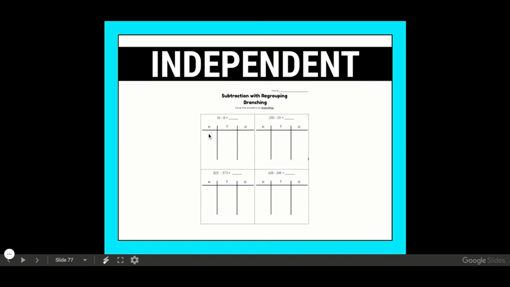Awesome job. Your independent practice today is to solve 4 more problems using regrouping. Don't forget to take your minuend and put it in expanded form, and then subtract out your subtrahend. Solve all of your subtraction problems down here, and make sure if there's regrouping, I need to see them crossed out and then brought over into the next place value. After you do that, write your answer up top too. When you're finished, turn it in.